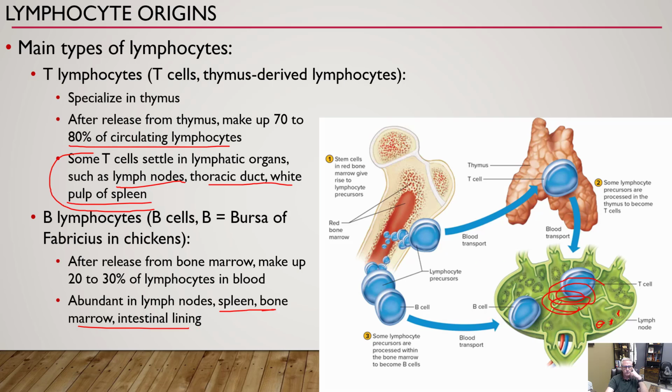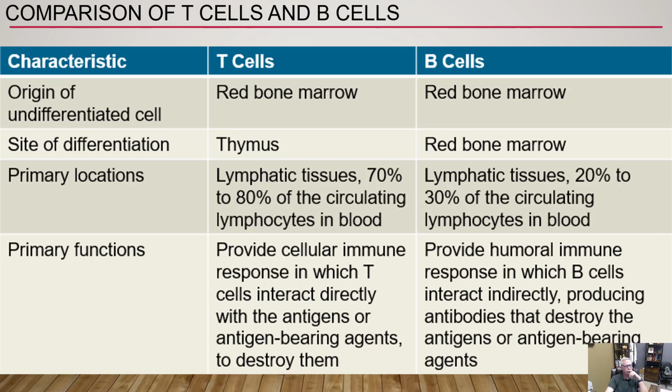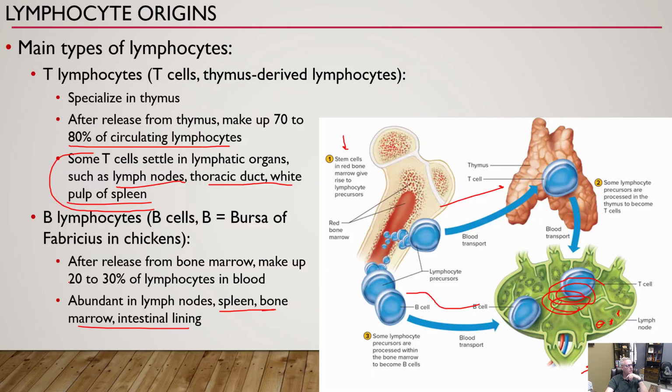Here you can just see the steps of how we go from bone marrow to the bloodstream. And basically, this is just a recap of the previous slide. T cells are going to go to the thymus. B cells are going to get matured in the bone marrow and go that way. Oh, and I didn't say, if this is 70 to 80%, this one's going to be 20 to 30%, the B cells.